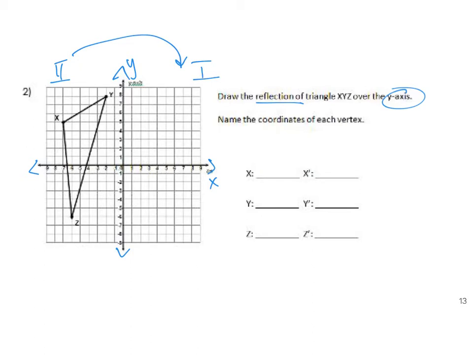So I'm counting how far each point is from the Y axis, okay? So point Y is 1, 2. Go 2 the other way, Y prime. X is 7. I just looked, it's at 7. So I'm gonna go over to 7. Z is, looks like 6. Oop, here. Connect the points.